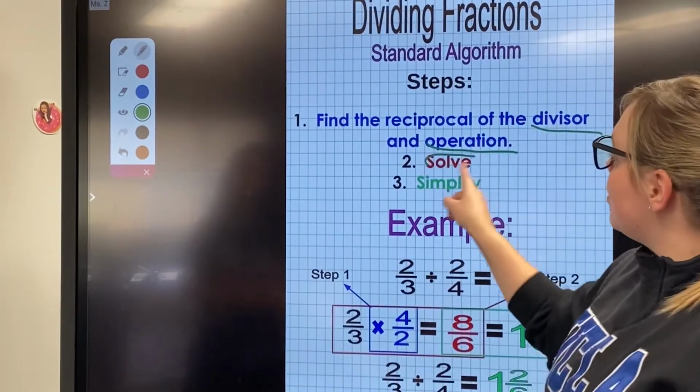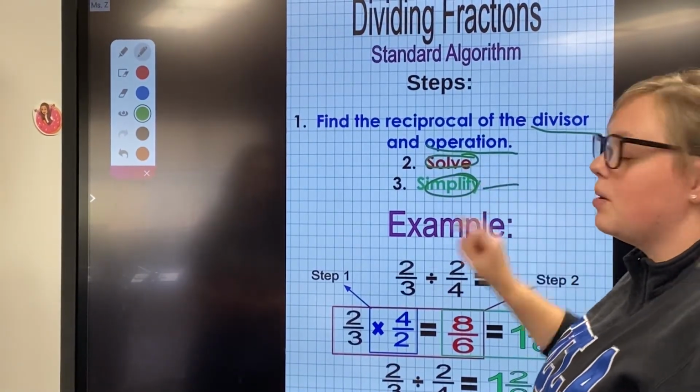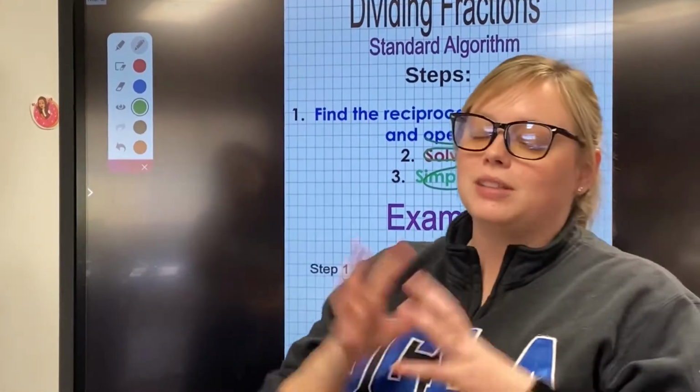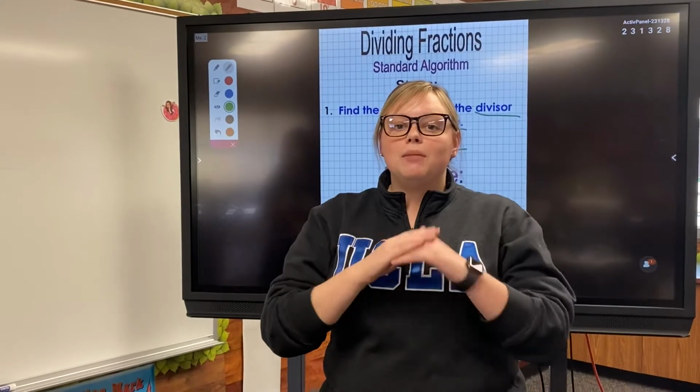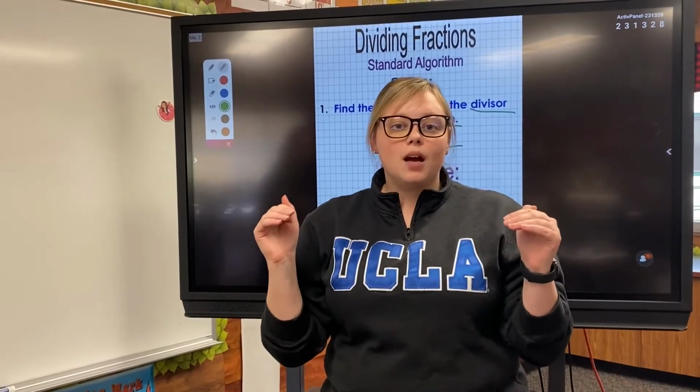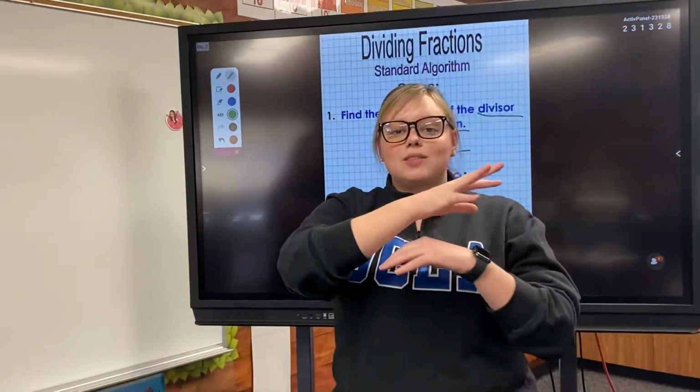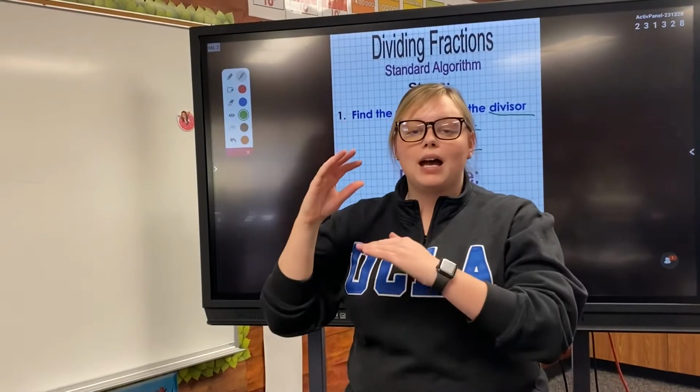Then you're going to solve and you're going to simplify. Simplify, remember, means to make it smaller, to condense it. And remember, the reason we find the reciprocal is to eliminate the need to find the common denominator so that we can just find what we want over what we have.